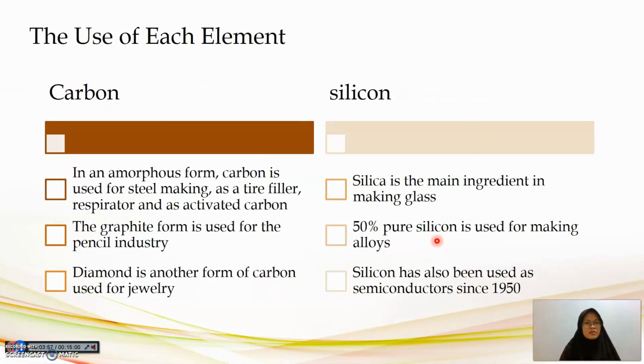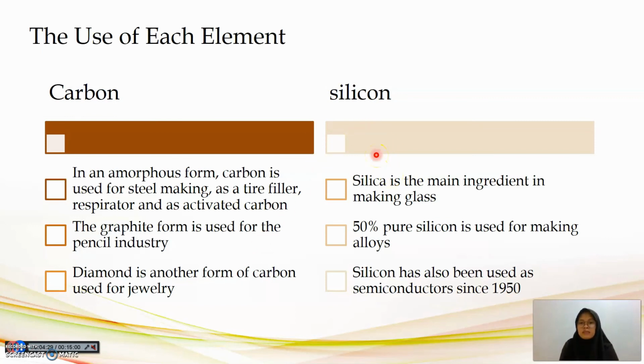Okay, next the use of each element. The carbon, in an amorphous form, is used for steel making, as a tire filler, respirator, and as activated carbon. And also, the graphite form is used for the pencil industry, and the diamond is another form of carbon used for jewelry. Next, silicon.